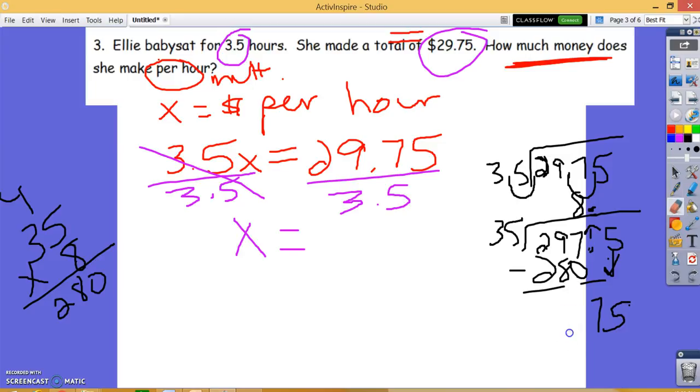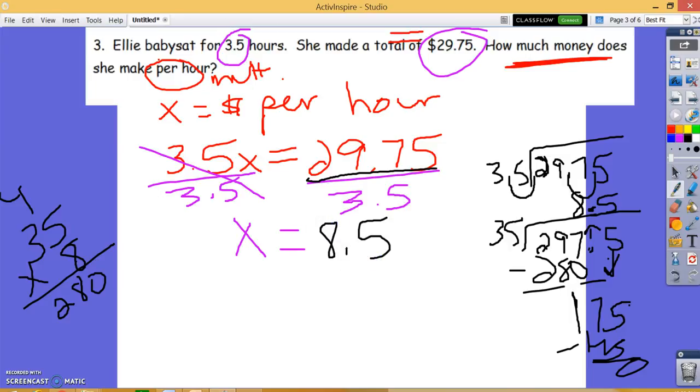And then I drop down my 5. So let me erase that. That looks really messy. I'm left with 175. And 35 actually goes into 175 5 times perfectly. And then I'm done with the problem. So 29.75 divided by 3.5 is 8.5.